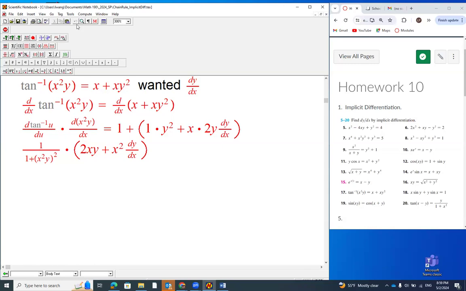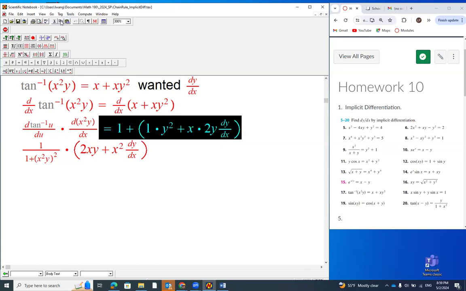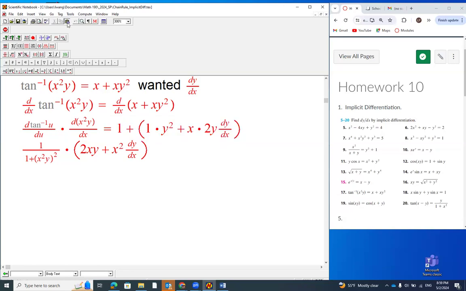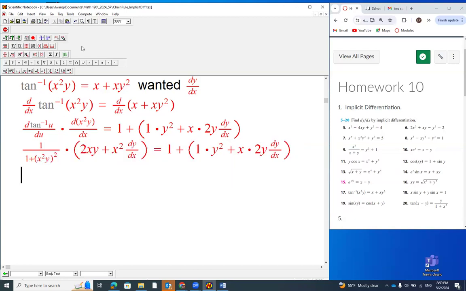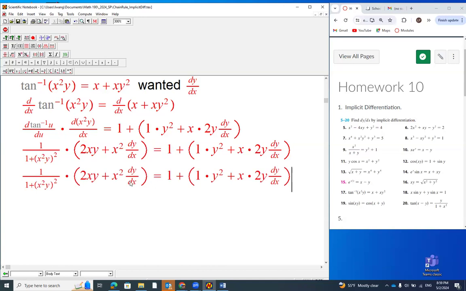So now the whole of the left-hand side is done, the whole of the right-hand side is done. And now we need to bring dy/dx together. On the next step, we're going to organize the terms a little bit. We can remove this parentheses now, 1 times that, and here we can write 2 times xy.